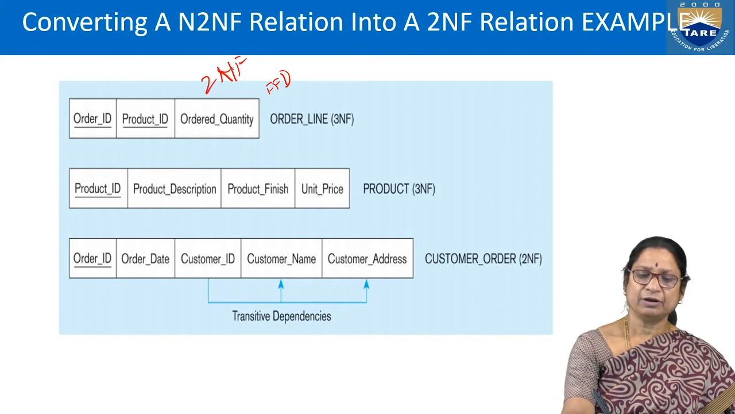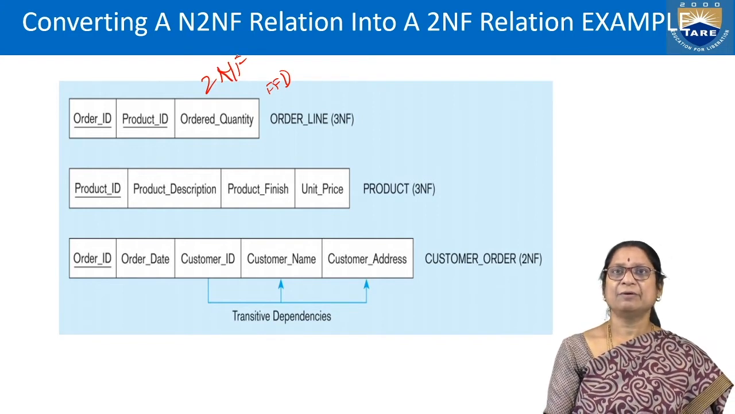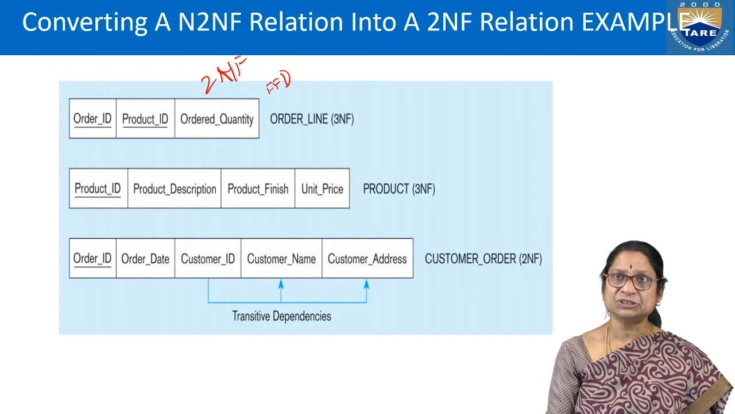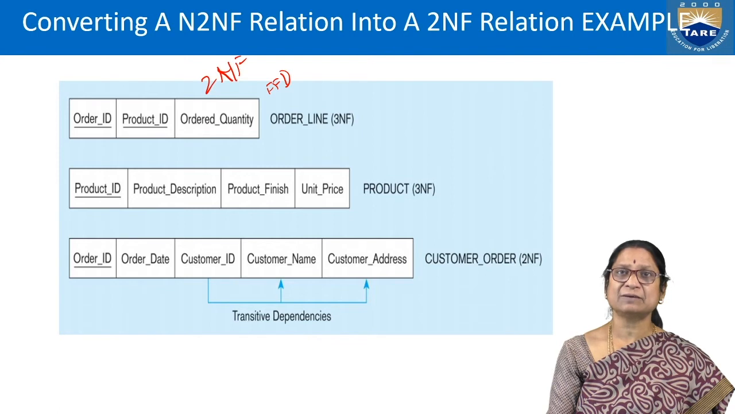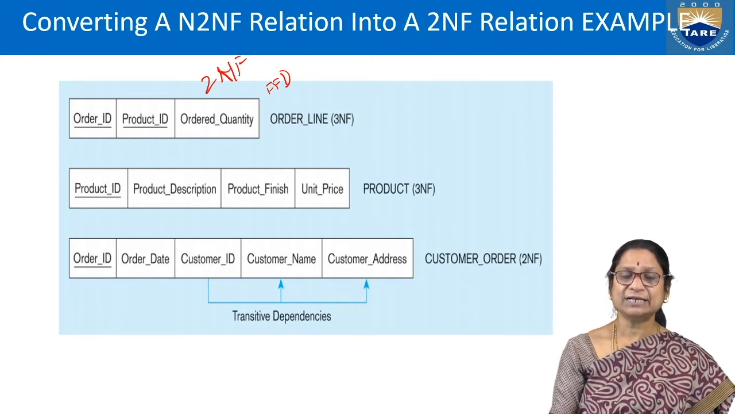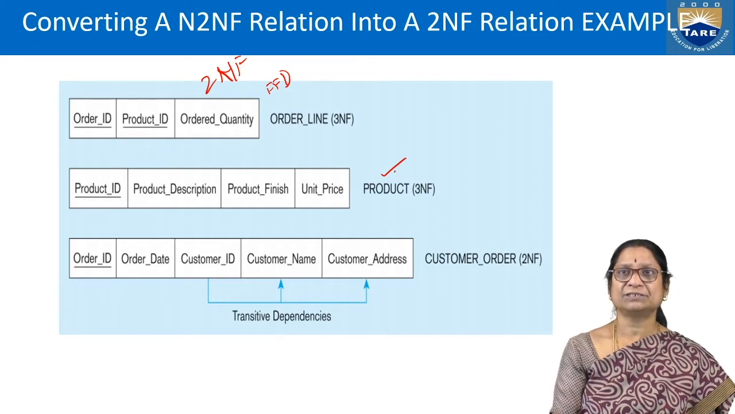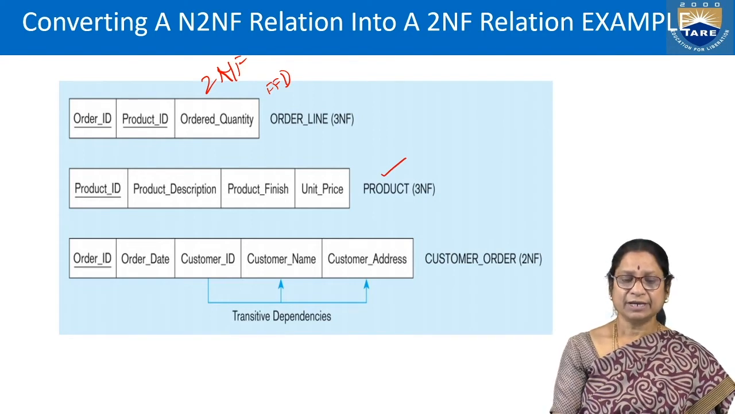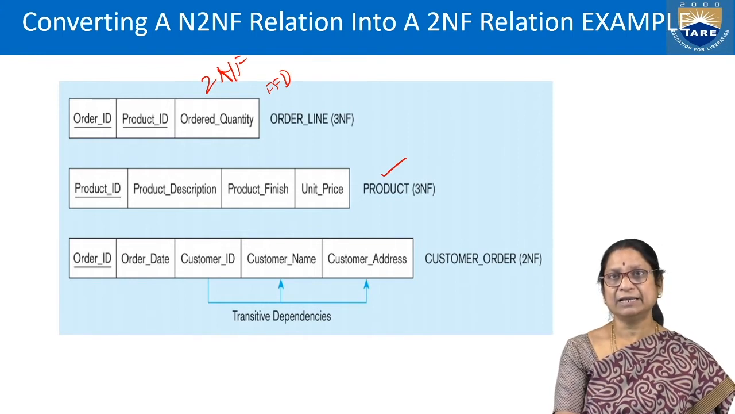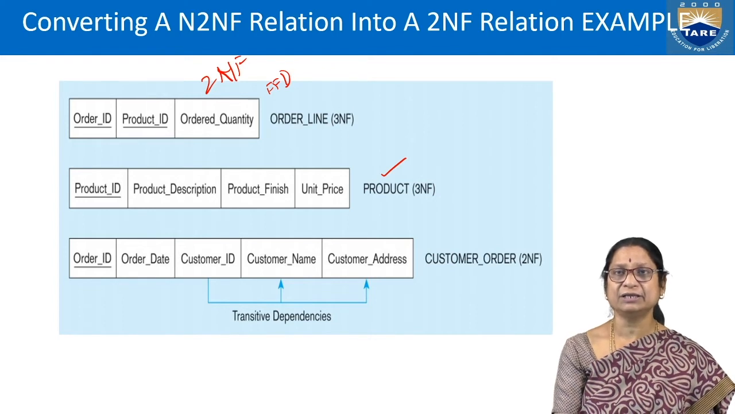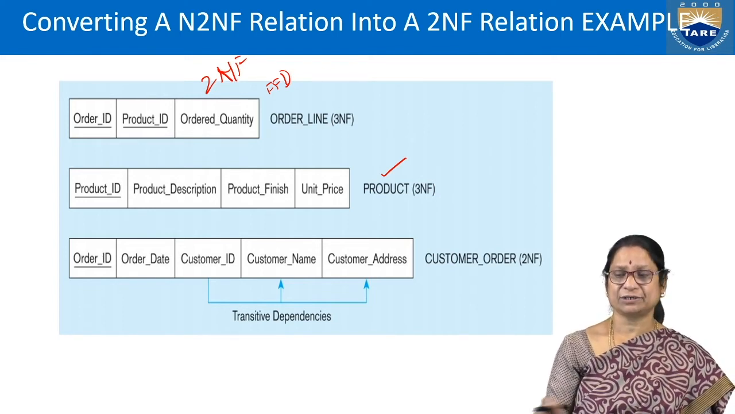Now the second one: two partial dependencies are there, no? For each partial dependency, one subrelation will be generated. What is the first subrelation? Product ID determines product description, product finish and unit price. So we generated a new subrelation with the first partial dependency. Right? And with the other partial dependency, order ID determines order date, customer ID, customer name, customer address, we generated the third relation.